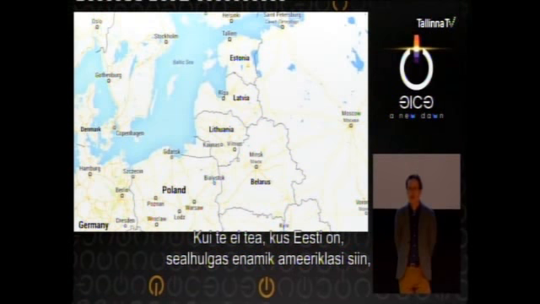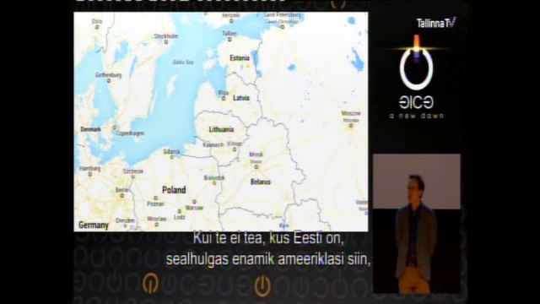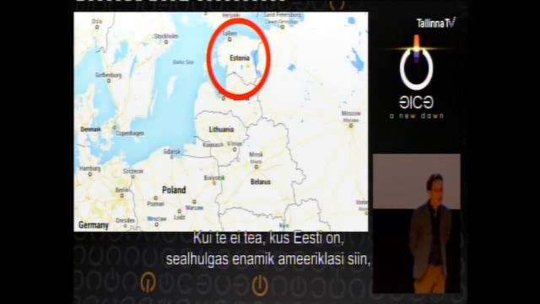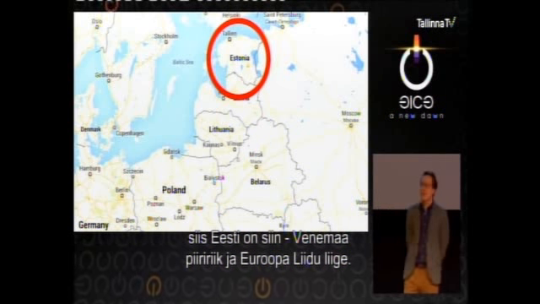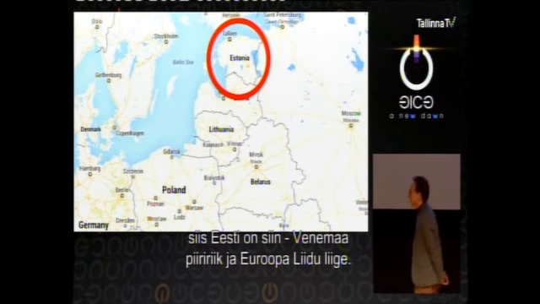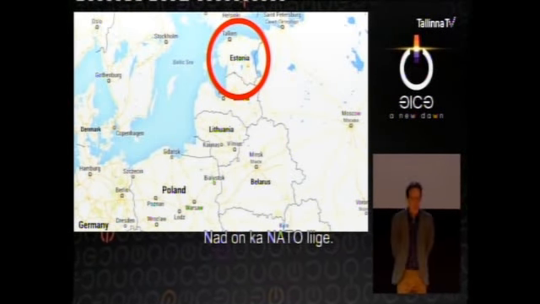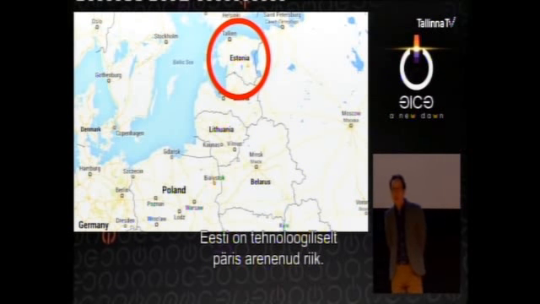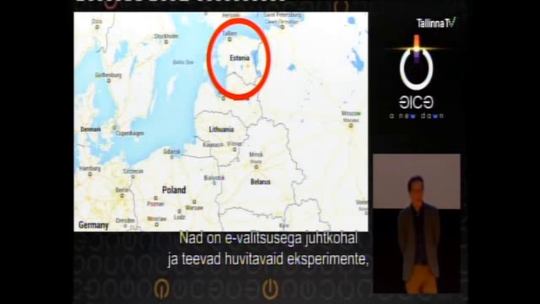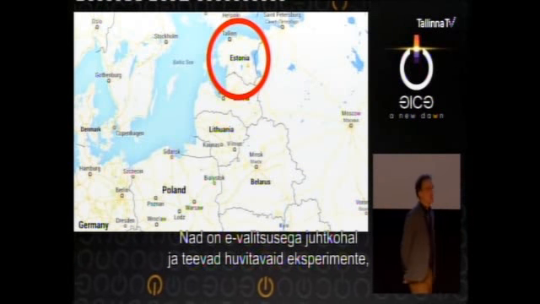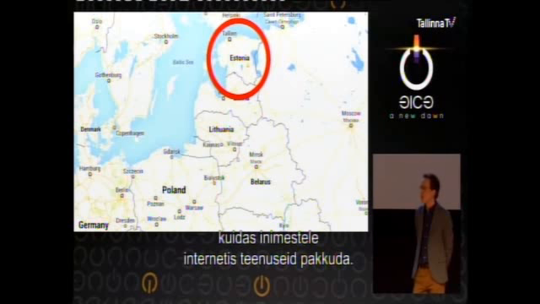For those of you who don't know where Estonia is, including most of the Americans in the audience, it's right here. You can see that it borders Russia. It's also a member of the EU, for you Americans. It's also a member of NATO. Estonia is actually quite a technologically developed country. They're a leader in e-government. They're doing lots of interesting experiments with ways to provide services to the people over the internet.